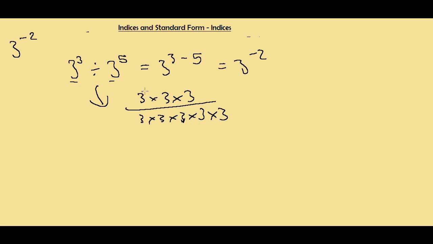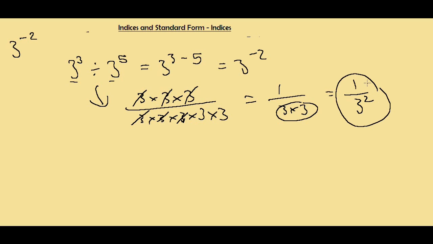And now what we've done before, we cancel the 3s, or the numbers on the top and the bottom. So what we end up getting is 1 over 3 times 3. But we know this bit means 3 squared. So it's like 1 over 3 squared. But that must be the same as this. So how does that work?